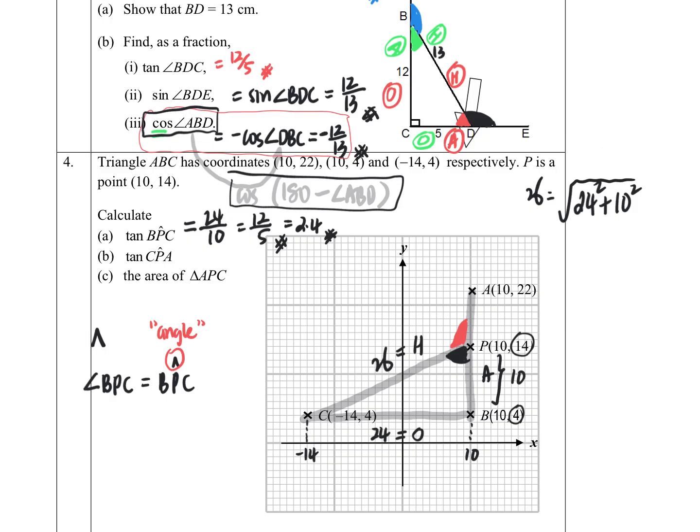No need, because I'm not finding the angle. I'm finding the ratio. So what is tangent CPA? I want tangent of the red one, the obtuse. So I should look at the acute, but add a negative sign. I already found from part A that the acute is 12 over 5. So I just add a negative sign only. Don't even need any working. Just put a negative sign to my first answer, because traditionally the red one is negative of the black one.